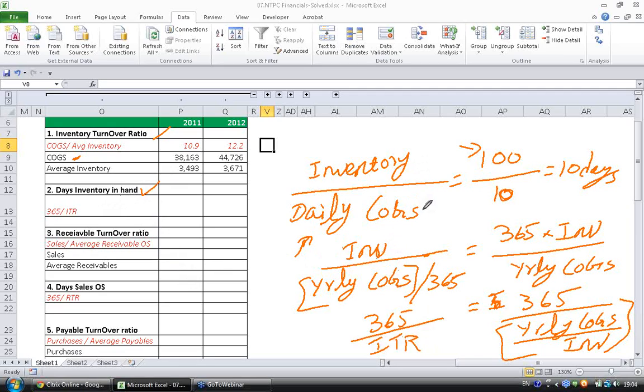As I said, inventory by daily COGS is the formula, but we have yearly COGS. So what we do is inventory by yearly COGS divided by 365 to convert this into daily COGS. If you rearrange this formula, take this to numerator and bring that to denominator of denominator, you get 365 by yearly COGS by inventory. Yearly COGS by inventory is nothing but inventory turnover ratio. So eventually it becomes 365 by inventory turnover ratio. So days inventory in hand is nothing but 365 by inventory turnover ratio.